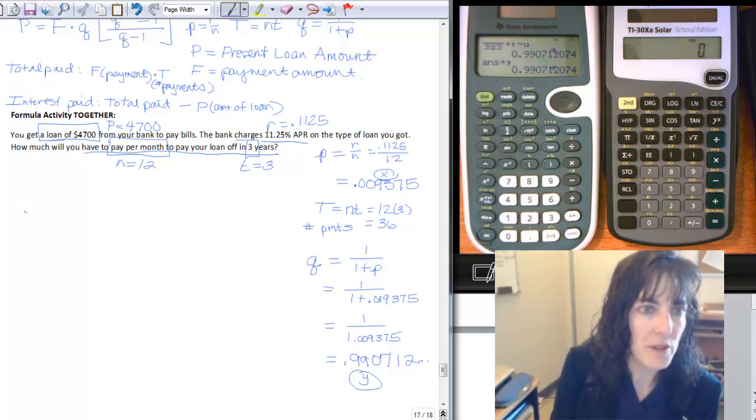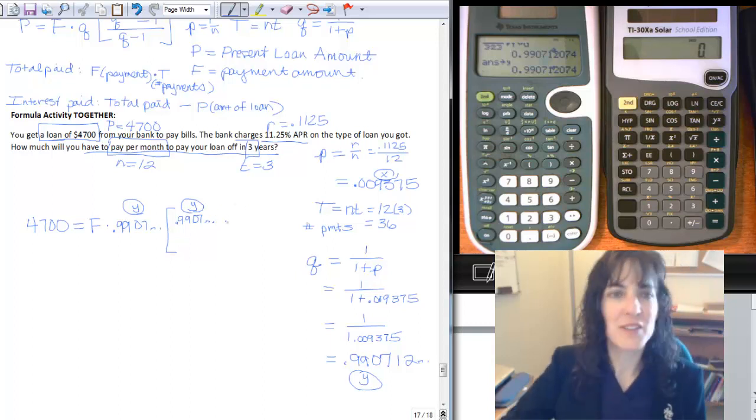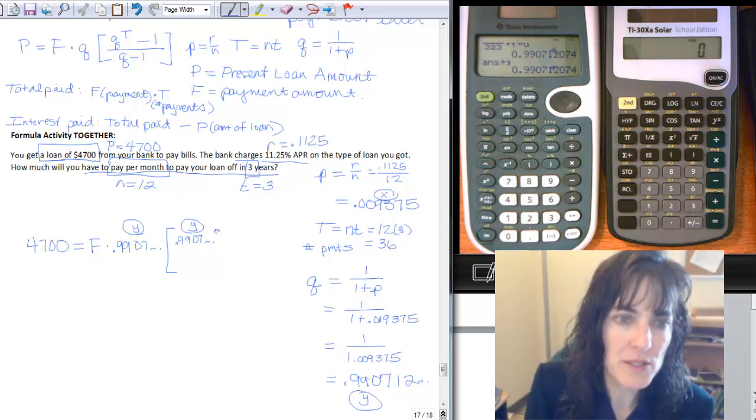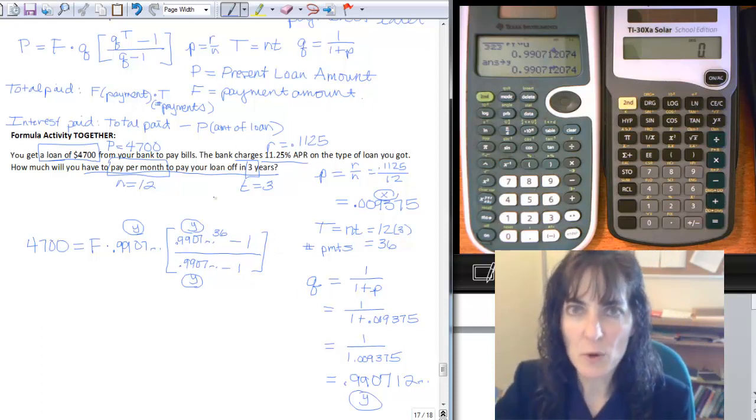Now I can come over and start my formula. I know that my P, the amount of my loan, is $4,700, and my F, or my payment value, is what I'm going to solve for, and then I have to multiply by Q, which is going to be this 0.9907, and it goes on, and I have it stored in Y. So I'm just going to write that, and then I have the big parentheses, Q again, 0.9907, stored in Y, to the T, and my T was 36 for 36 payments, so 36 minus 1, and then that's all over Q minus 1, which is 0.9907, stored in Y, minus 1. And there's my formula.